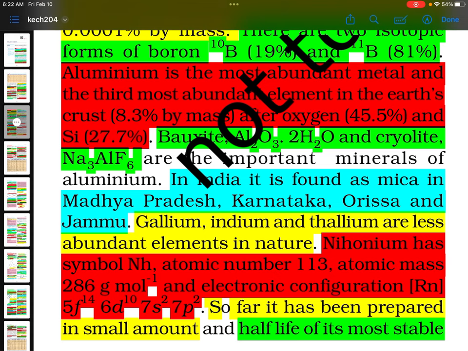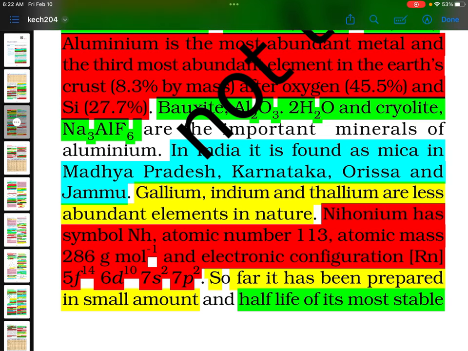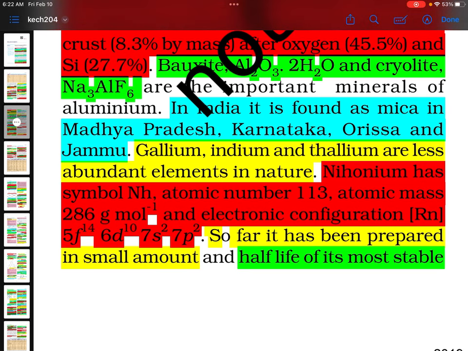Aluminium is the most abundant metal and the third most abundant element in the earth's crust. First oxygen, next silicon, third aluminium. Bauxite Al2O3·2H2O, cryolite Na3AlF6. Aluminium in the form of mica in Madhya Pradesh, Karnataka, Odisha, Jammu.